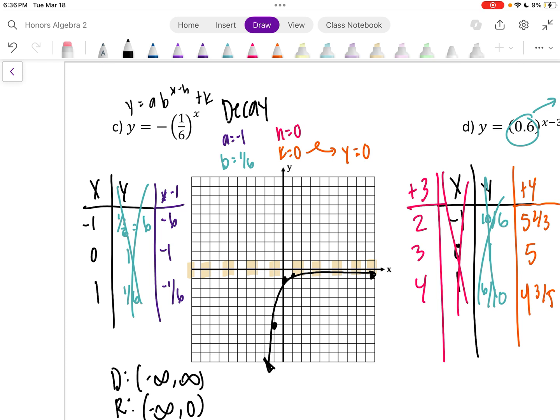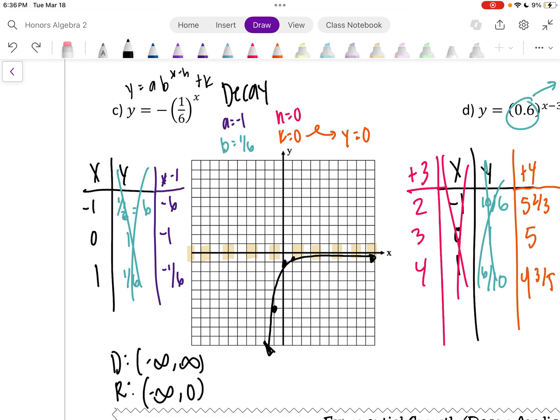So A is negative 1, so that tells me there's going to be a reflection. So instead of going like this, it reflects over and it goes like that. My B is 1/6, so it's decay. My H is 0, and then my K is also 0. So I have an asymptote at 0.